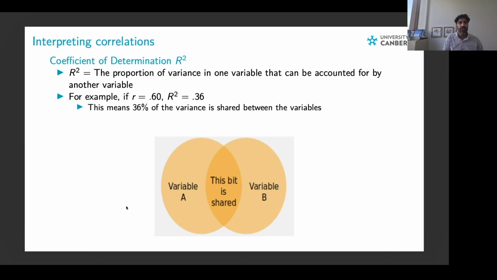So how do we interpret correlations? Well, we can use the coefficient of determination, which is the proportion of variance in one variable that can be accounted for by another variable. I mentioned that earlier in our example when we were looking at the model and seeing what that r squared value was. So for example, if the correlation is 0.6, then r squared is 0.36. That means 36% of the variance is shared between these variables. So that's the key takeaway there. To calculate how much of the variance is shared between variables, you calculate the coefficient of determination.